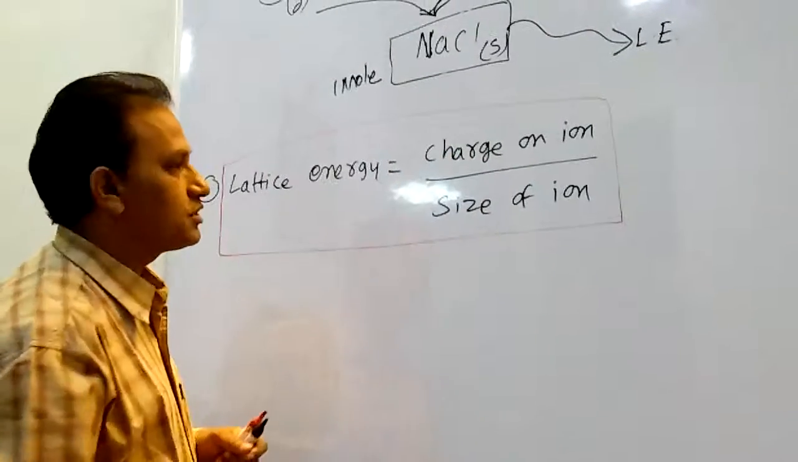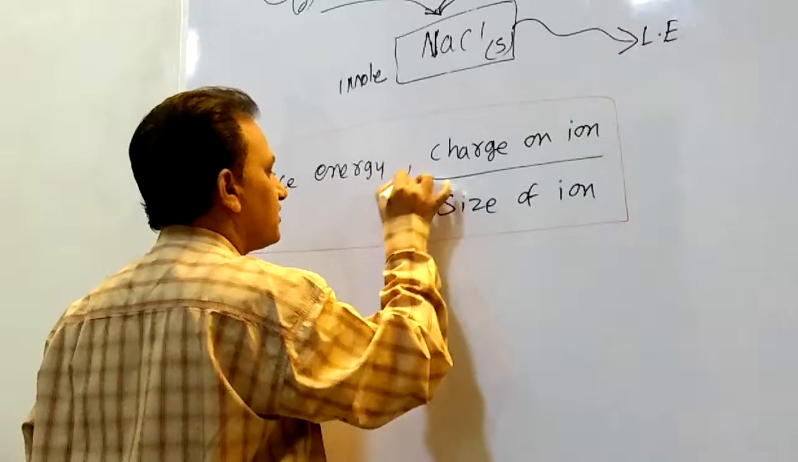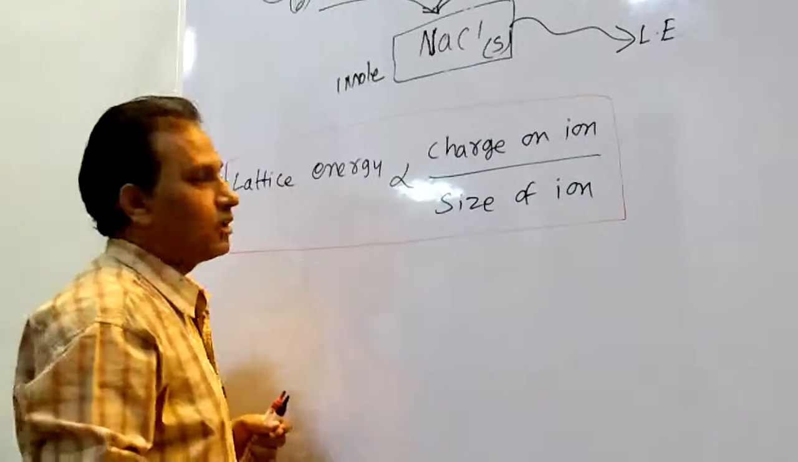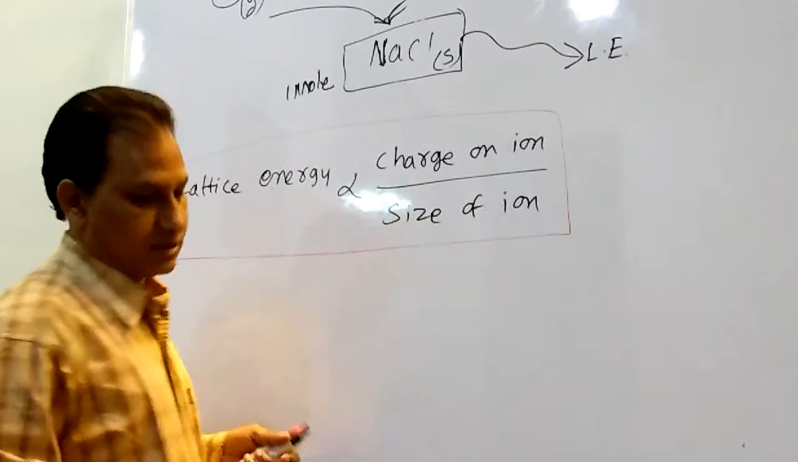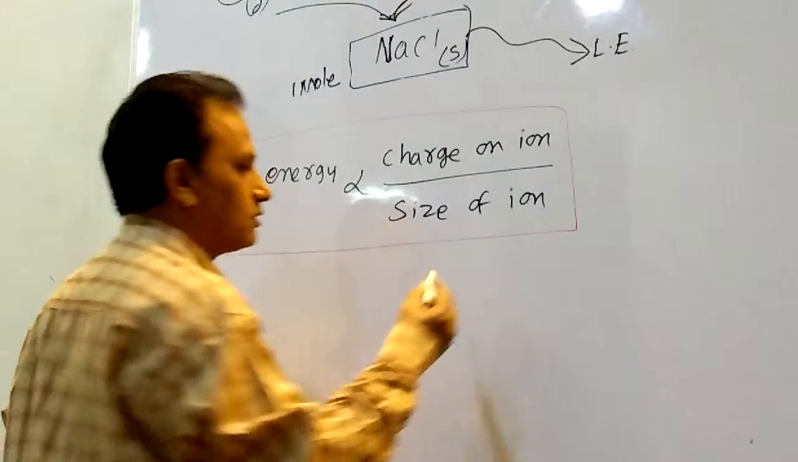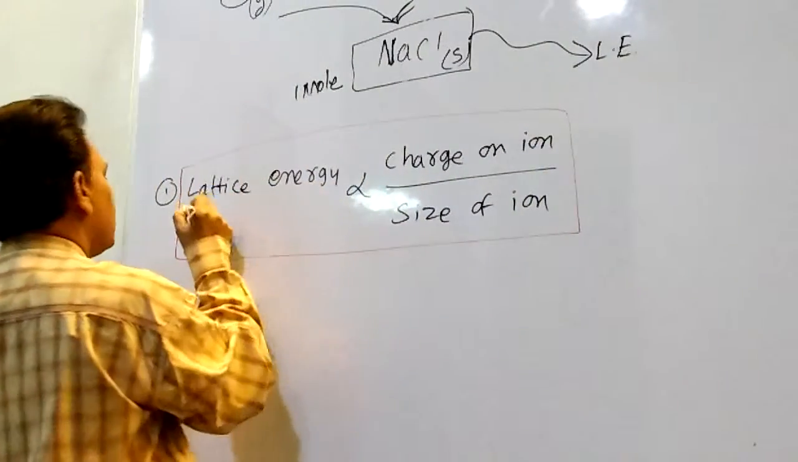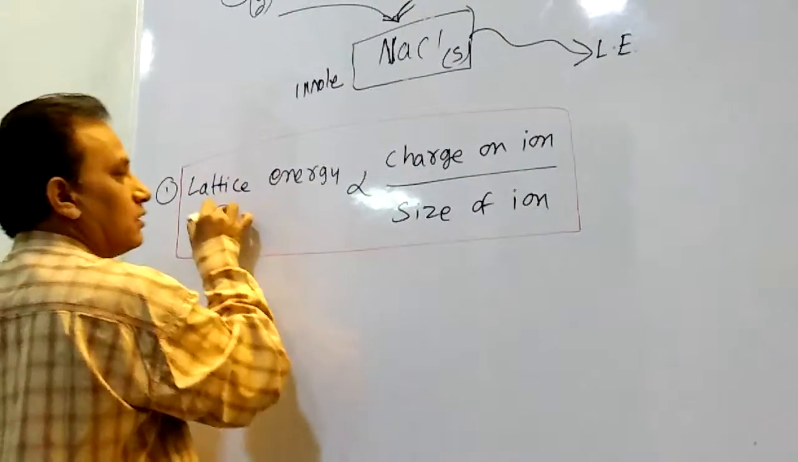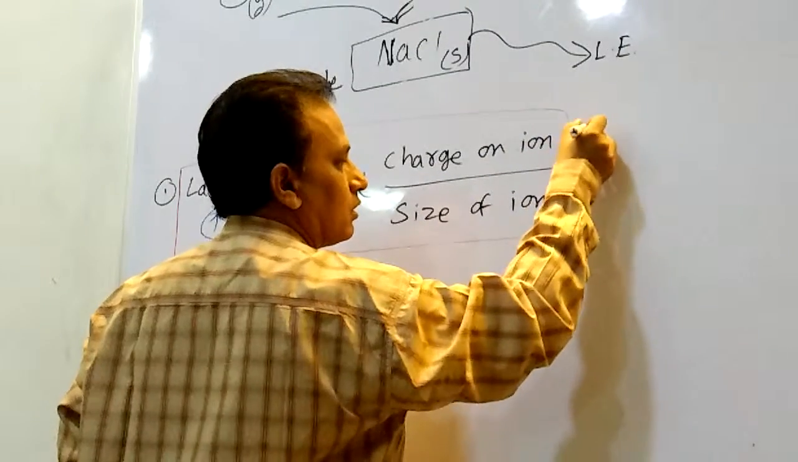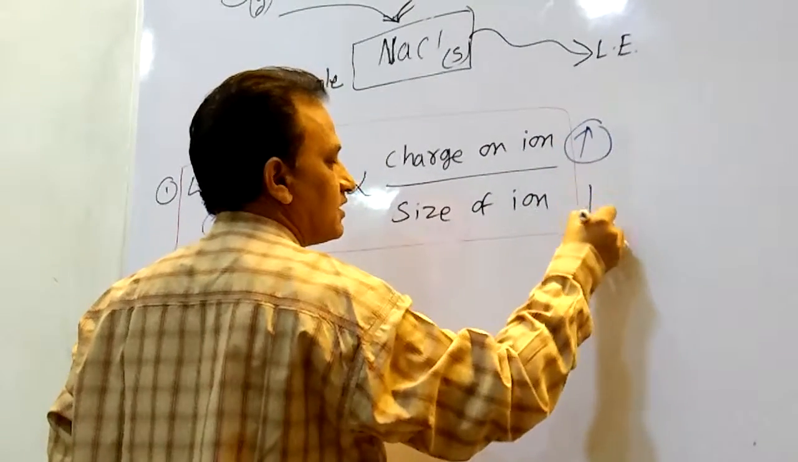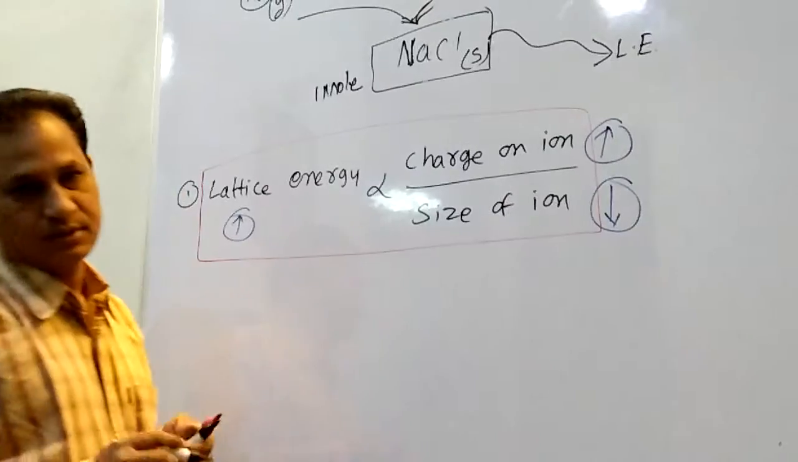Lattice energy is directly proportional to the charge of the ion and inversely to the size of the ion. Means as charge increases, lattice energy is increased; as size decreases, lattice energy increases. Okay.